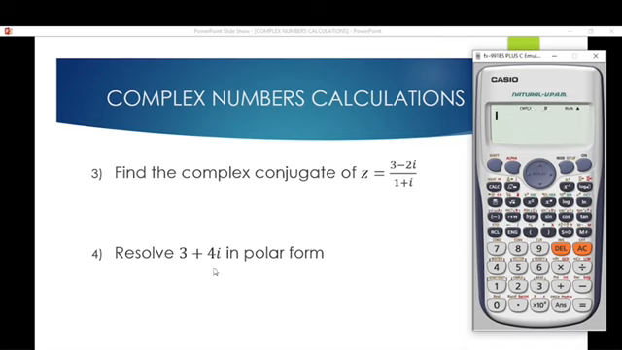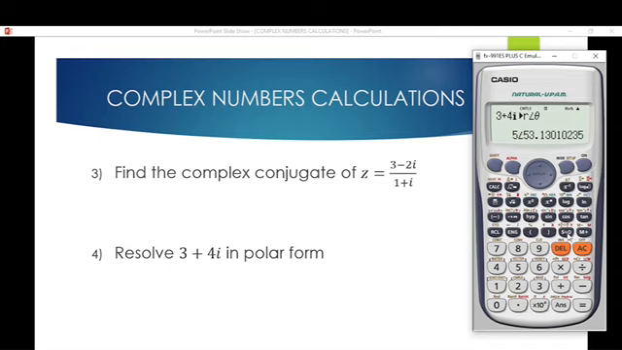Now to resolve 3 plus 4i in polar form, you type our question first. So we have 3 plus 4i. After that, press shift, number 2, then press number 3. Number 3 is for resolving it in polar form. Number 4 is for when we have it in polar form and want to resolve it in rectangular form. But let's go for number 3. So we press equals.